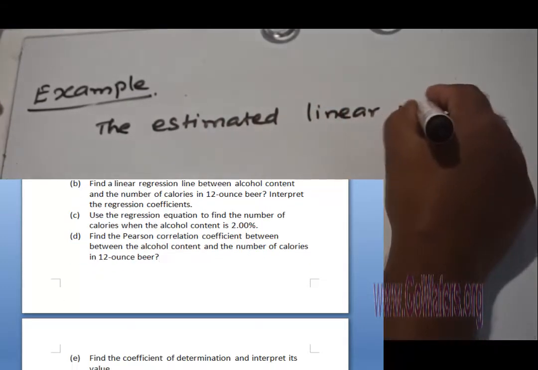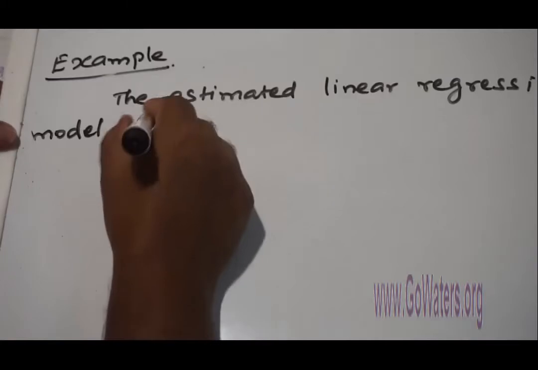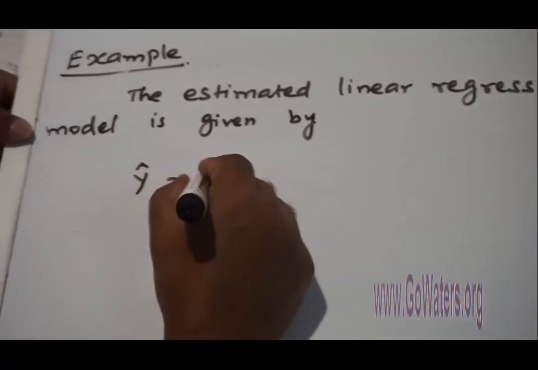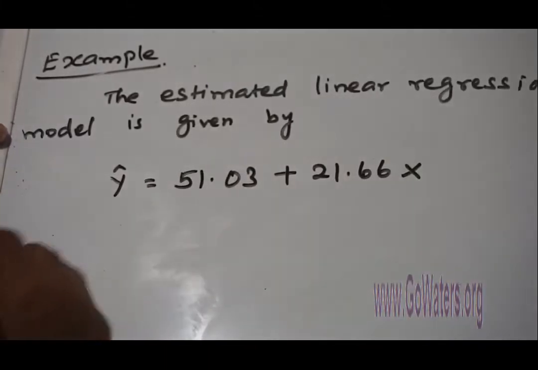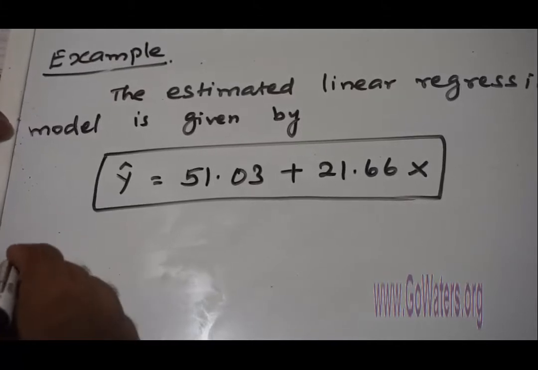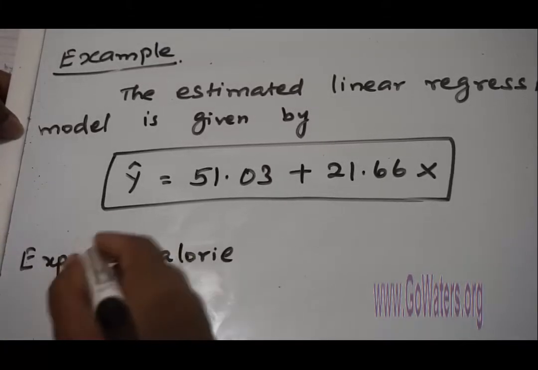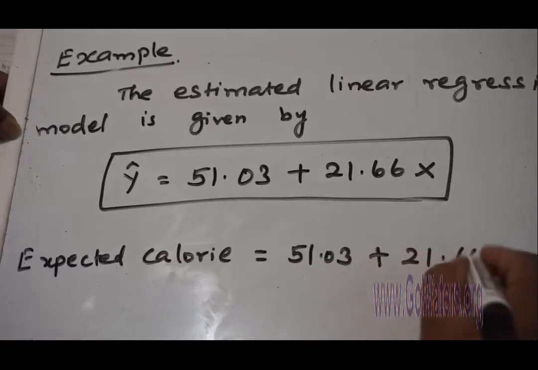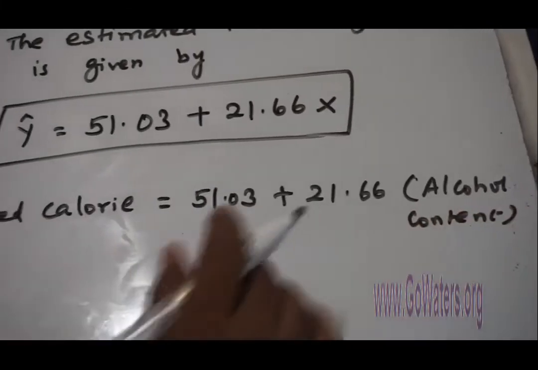Estimated linear regression model is given by y hat equals 51.03 plus 21.66 times x. So this is my model here. In other words, the expected calorie in a beer bottle equals 51.03 plus 21.66 times alcohol content in that bottle. Okay, so that's what the model has become now.